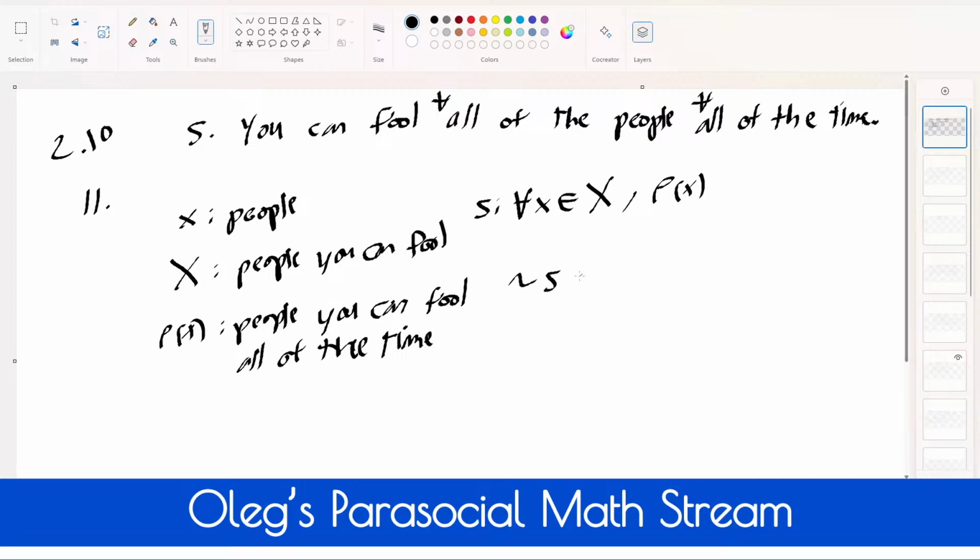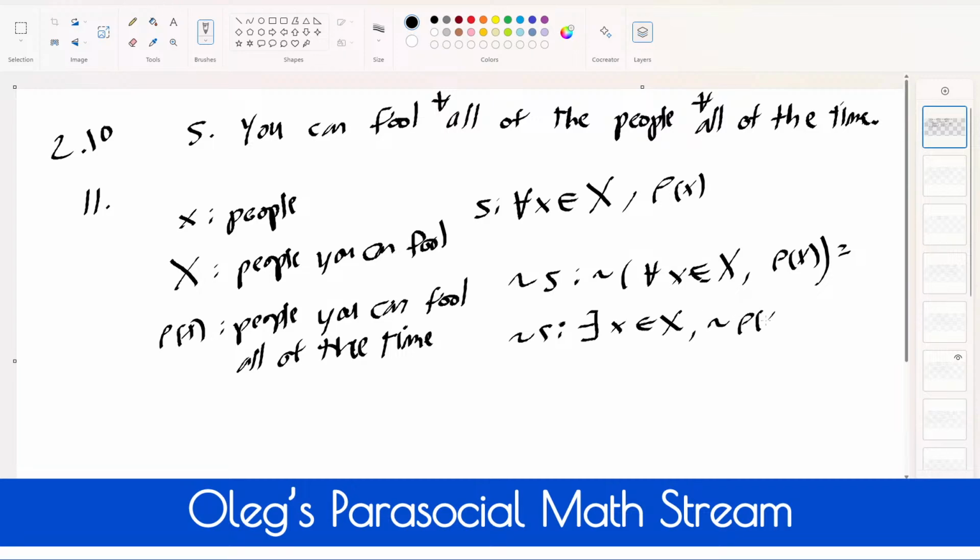Let's try negating S. To negate it, we're going to say a negation of all of our members of X, P of X, which is equal to the negation of S, which is equal to there exist members in the set X who you cannot P of X. And we're going to say there exist people you can fool not all the time. Let's try that.